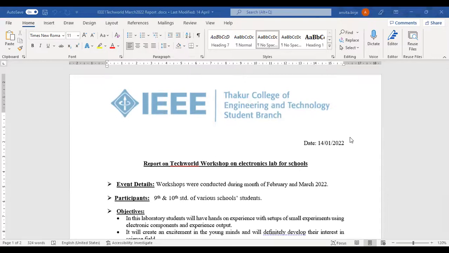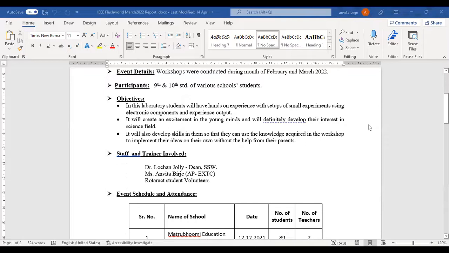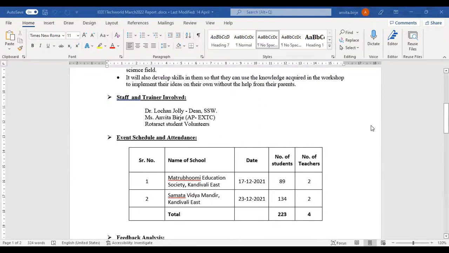And this is the report that you have to make for your event. It was on our student branch letterhead, since that was the main body conducting it. We kept the header of IEEE, then the event details, the objectives of what we conducted, and who were the staff involved. This list of the staff and the volunteer names is important, because it gets reflected on your appreciation letter.